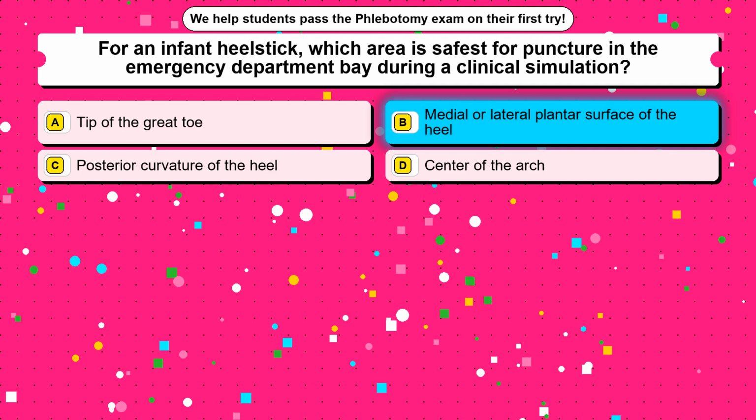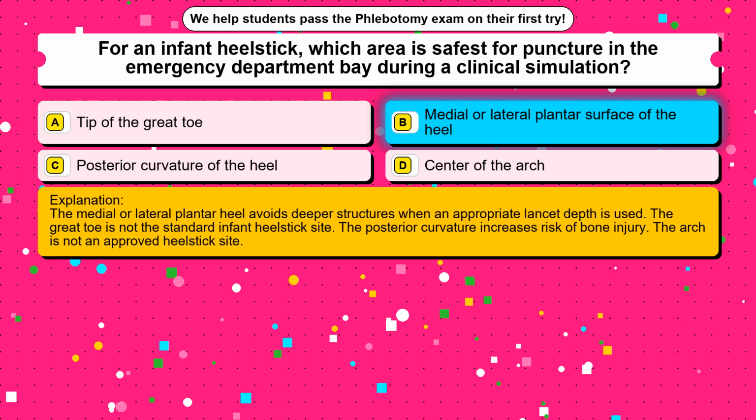The correct answer is option B. Medial or lateral plantar surface of the heel. The medial or lateral plantar heel avoids deeper structures when an appropriate lancet depth is used. The great toe is not the standard infant heel stick site. The posterior curvature increases risk of bone injury. The arch is not an approved heel stick site.